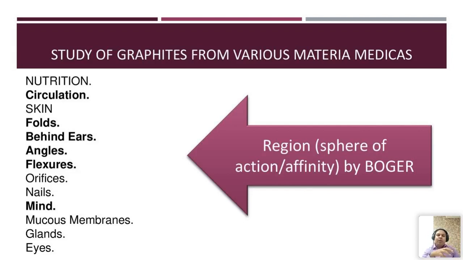Strontium carb has a peculiar affinity towards the femur. There are certain drugs which have peculiar affinity towards the duodenum. Podophyllum. I'm not able to recall one drug. It's Feltory. Feltory has a specific affinity towards the duodenum. It regulates the duodenal secretion. You have certain drugs in this. You will find the nuances in this particular study itself. So just as you can see, study of graphites from various materia medicas, region, sphere of action, and affinity by Dr. Boger.